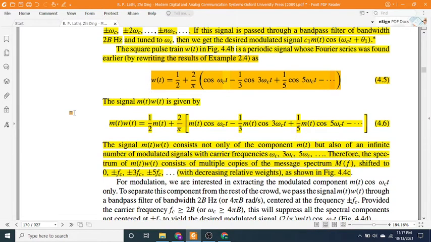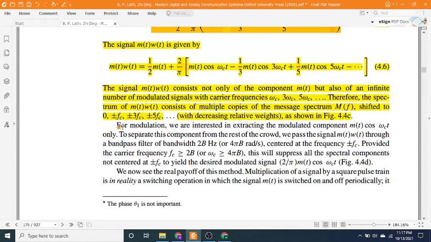With decreasing relative weights, as shown in Fig. 4.4c. For modulation, we are interested in extracting the modulated component (2/π) m(t) cos ω_c t only. To separate this component from the rest of the crowd, we pass the signal m(t)w(t) through a bandpass filter of bandwidth 2B Hz, or 4πB radians per second, centered at the frequency ±f_c, provided the carrier frequency f_c > 2B, or ω_c > 4πB.